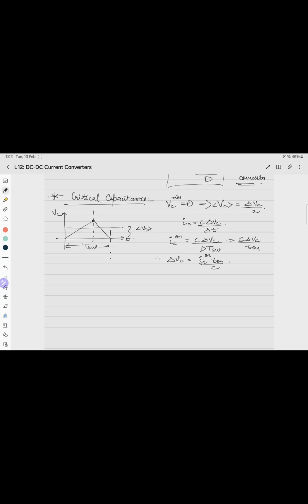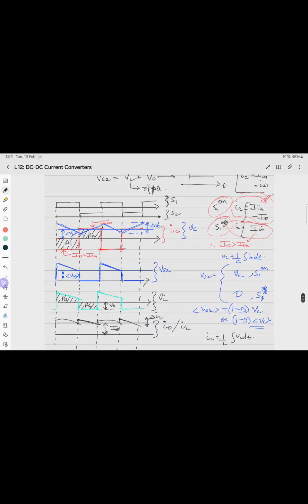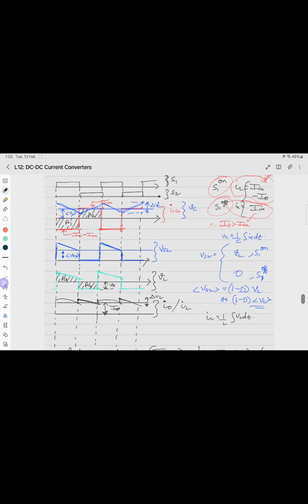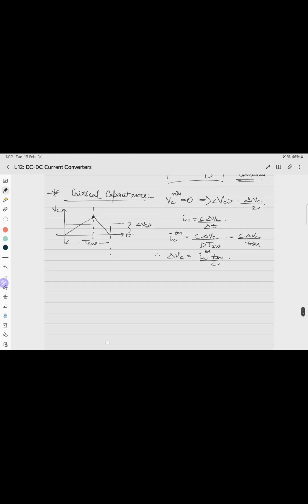In the respective cases, we have to substitute the value of the average value of VC. So the average value of VC is IC on into T on by C, which gives us C is IC on into T on by the average value of VC. This is the critical capacitance.